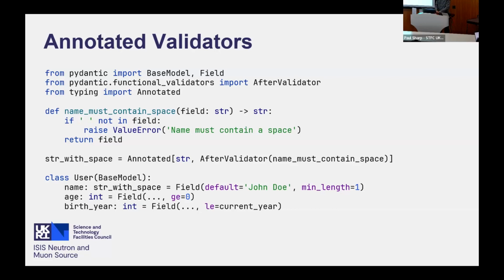Then we come to the Pydantic model. We've defined our user model, and we've said name now, rather than its type being a string, is a string with space type, which is defined up here. What this means now is that if I want to come up with a different model and have something else that's a string with a space, I don't need to write any extra code. All I have to do is use that type again.